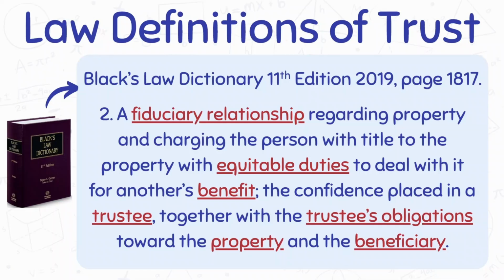And lastly, there is this one, which states that a trust is 2. A fiduciary relationship regarding property and charging the person with title to the property with equitable duties to deal with it for another's benefit. The confidence placed in a trustee, together with the trustee's obligations toward the property and the beneficiary. This time I highlighted fiduciary relationship, equitable duties, and trustee obligations, as these words really stand out as highly important, which we will discuss in more detail in just a moment.